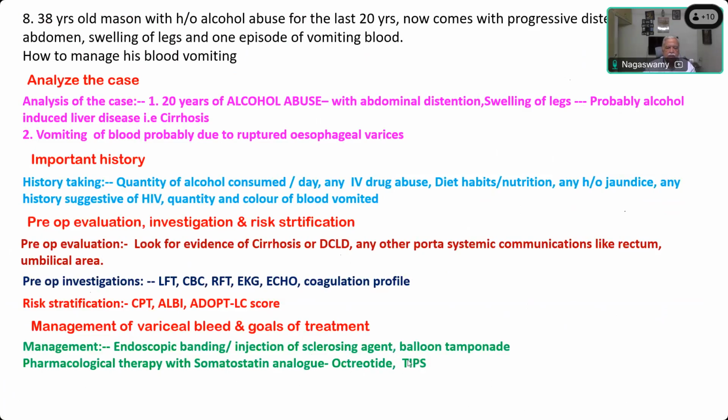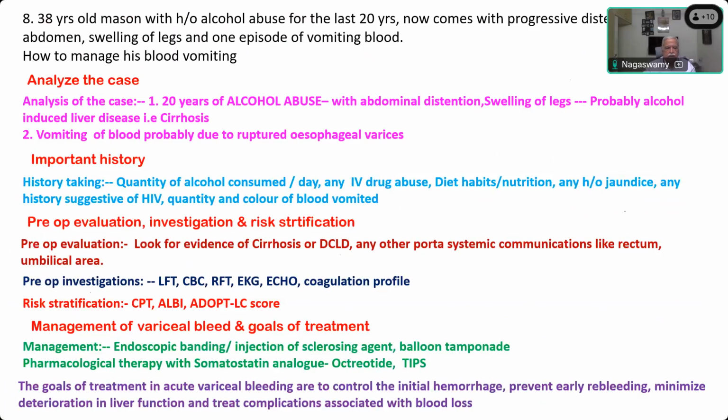And finally, TIPS. What is the expansion for TIPS? Transjugular intrahepatic portosystemic shunt. Okay, right. And the goals of treatment in acute variceal bleeding are to control the initial hemorrhage, prevent early rebleeding, minimize deterioration in liver function, and treat complications associated with blood loss.